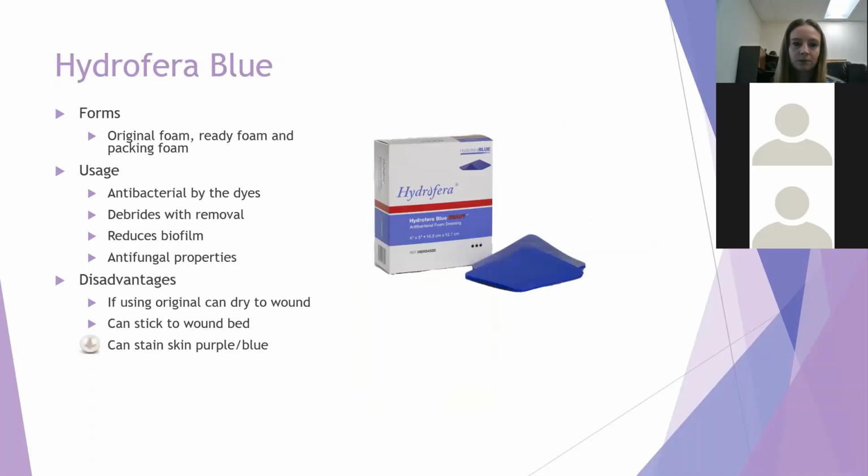Hydrofera Blue comes in the original foam, which you need to rehydrate, the ready foam, and the packing foam. You use that for its antibacterial properties, and it's antibacterial by the 2 dyes that are in it. It debrides with removal. It reduces biofilm, and it also has antifungal properties.